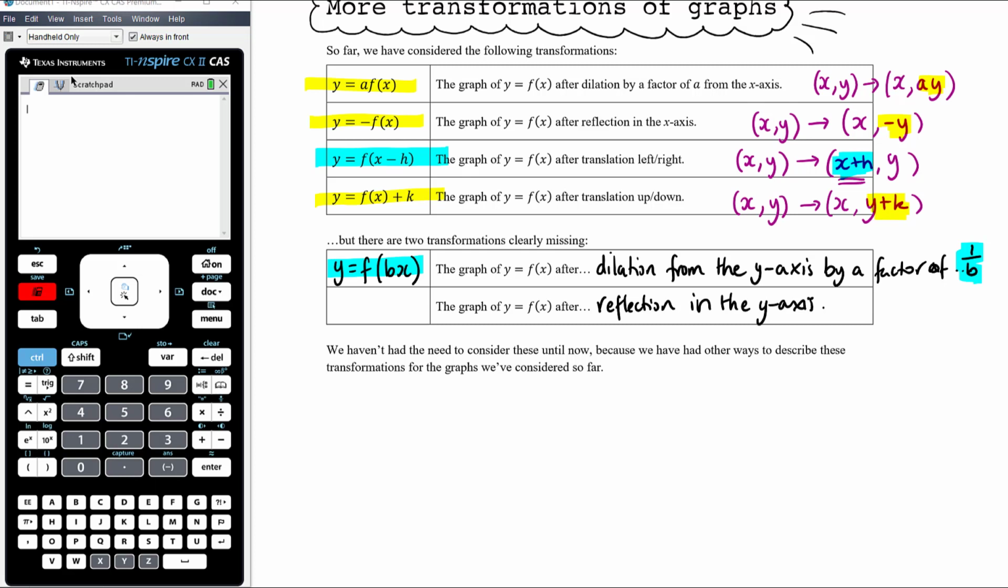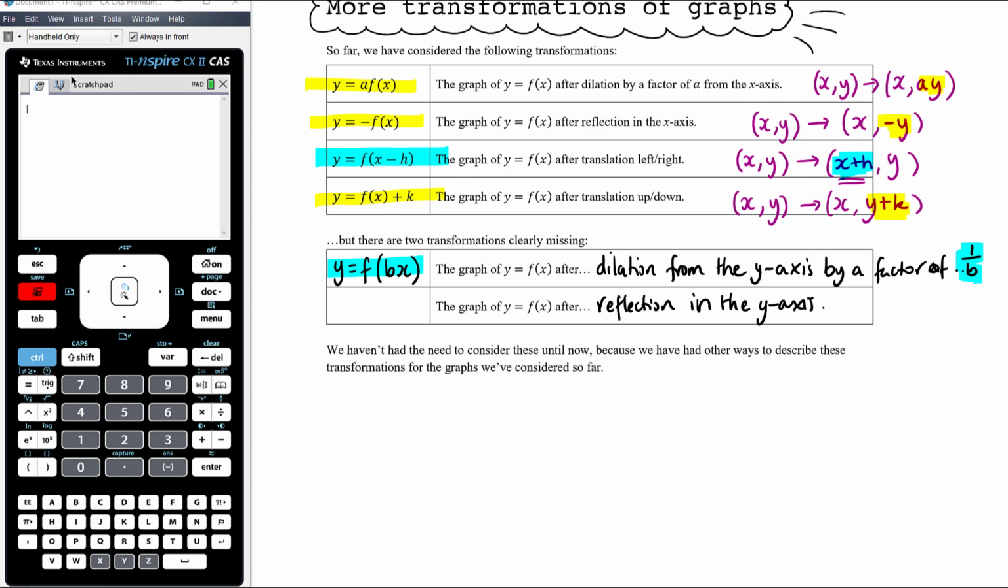So remember, reciprocal is when we flip a fraction. So if we had m over n, the reciprocal of that would be n over m. So when we have just a whole number, b, the whole number is b over 1. When we take the reciprocal of that, we get 1 over b. And similarly, if we have a fraction, so if we're going to have f of half x, that would be a dilation by the reciprocal of a half, which is 2 over 1, which is 2. Okay, dilation by 2 from the y-axis. So f of bx is going to dilate from the y-axis by a factor of 1 over b.